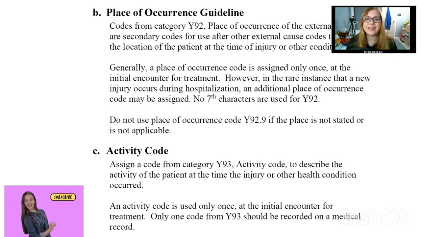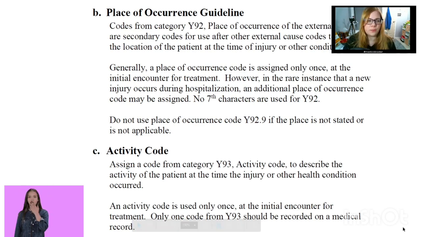There are actually no seventh character extensions used for this category for Y92. Do not use place of occurrence Y92.9 if the place is not stated or is not applicable.